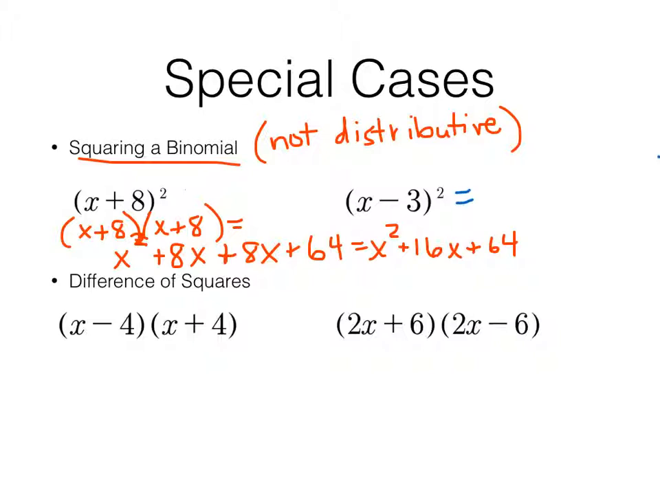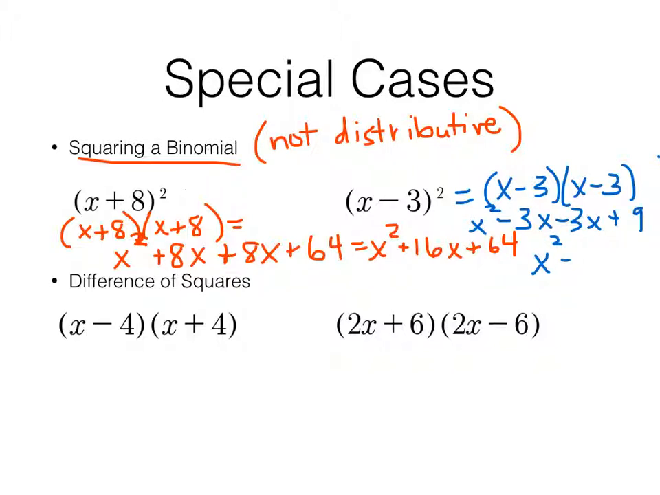All right, so again, squaring a binomial means x minus 3, the quantity squared. So it means x minus 3 times x minus 3. Again, let's write that out. It's going to be first x squared. Outer minus 3x. Inner minus 3x. Last 9. So x squared minus 6x plus 9.